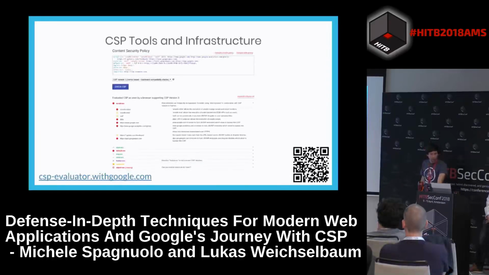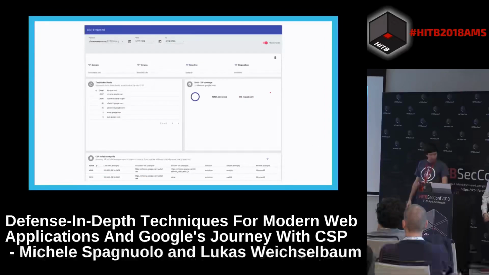We have a couple of cool tools that we use internally and that are open sourced and externally available. It's the CSP Evaluator. You paste the content security policy, and it tells you if that policy is useful to mitigate cross-site scripting. If there's anything red, it's usually a bad sign.